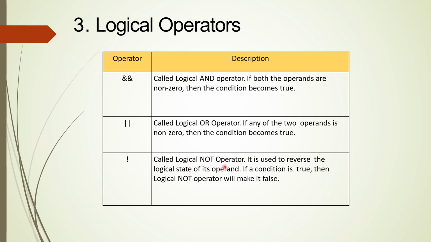Next is called the NOT operator. It is used to reverse the logical state. Say if we have a true condition, then it becomes false, and the opposite.